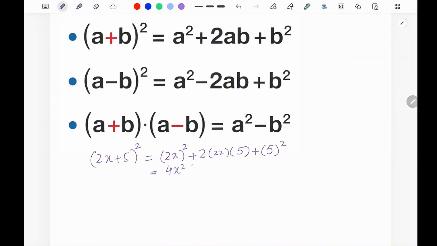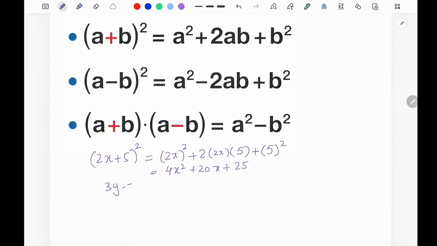Now the identity is expanded. It will become 4x square, and we will multiply these three: 2 will multiply with 2x, it will become 4x, and 4x multiplied with 5 will give us 20x. And the square of 5 will be 25. So in this way, we will be using the special identities for the simplification of some problems. Let's check the second.